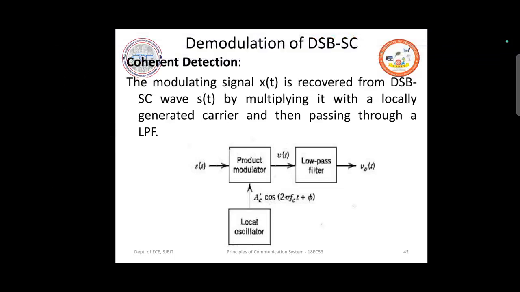So coming to the DSBSC demodulation, again s of t will be your modulated signal, which is x of t multiplied by cos omega ct. We again use a product modulator, wherein the other input is coming from the local oscillator, which generates the same frequency as that of your transmitter carrier frequency. So what do you get?